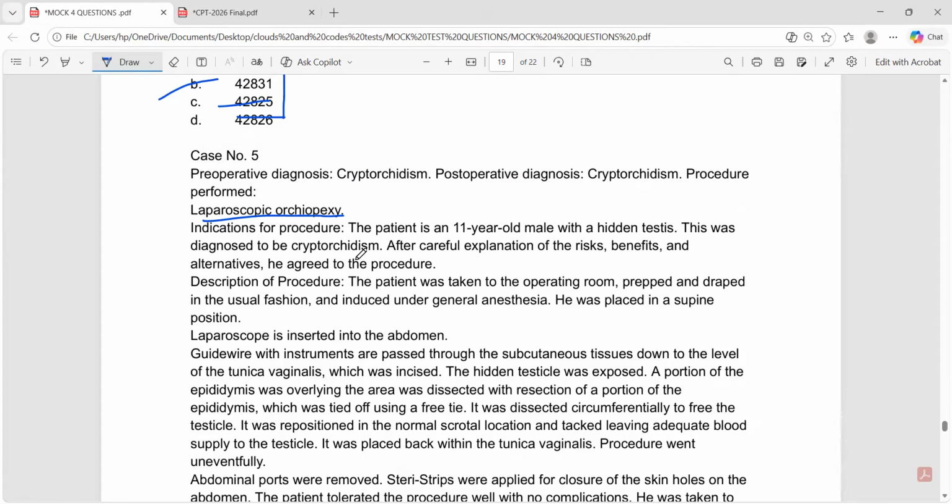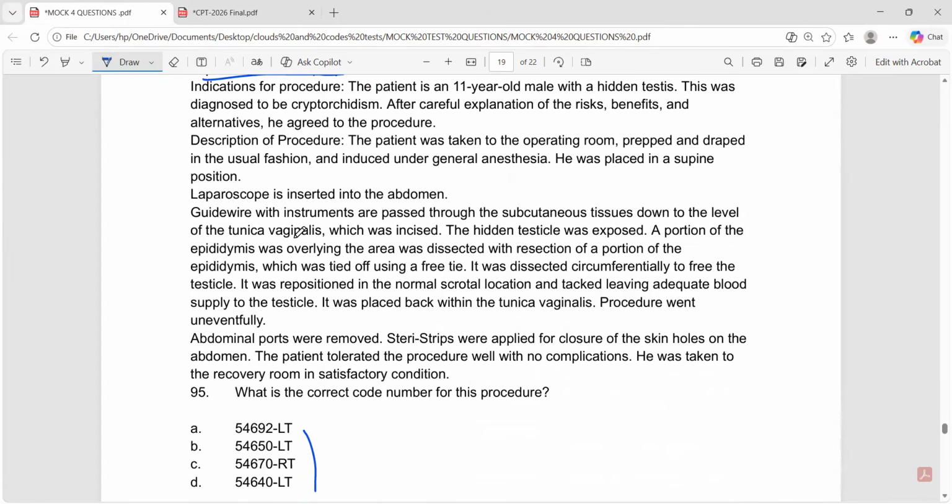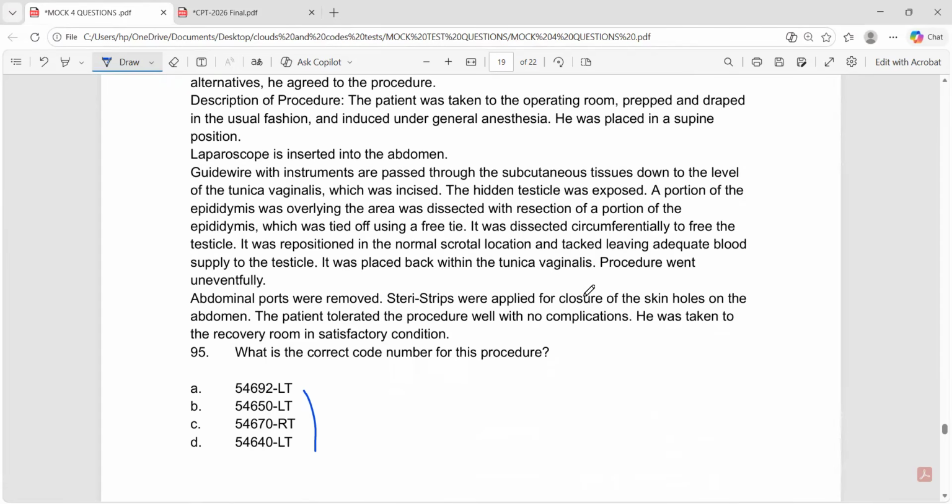This was diagnosed as cryptorchidism after careful discussion of risks, benefits, and alternatives, which were agreed. Description of the procedure: general anesthesia, supine position, and laparoscope inserted in the abdomen. Guide wire instruments were passed through the subcutaneous tissue down to the level of the tunica vaginalis and incised. The hidden testicle was explored. The epididymis was dissected and the testicle repositioned in the normal scrotum.